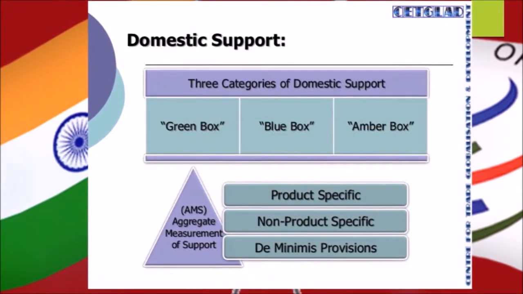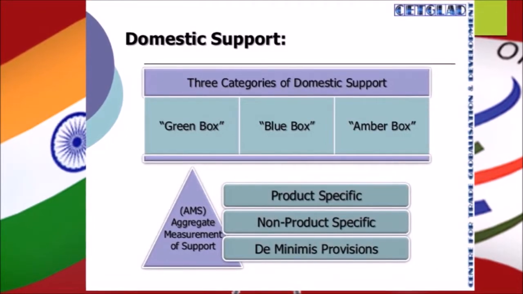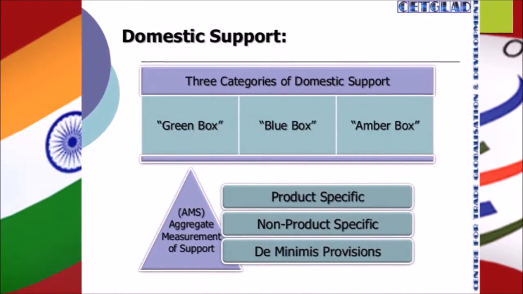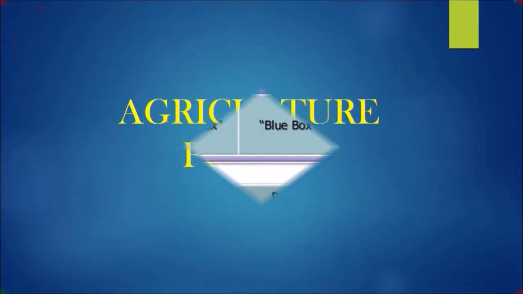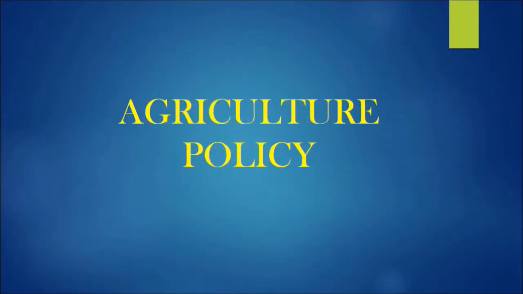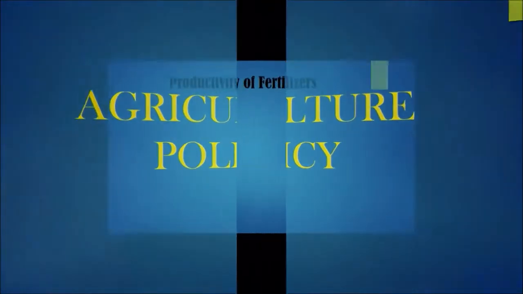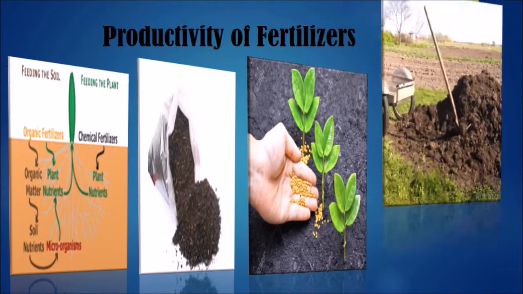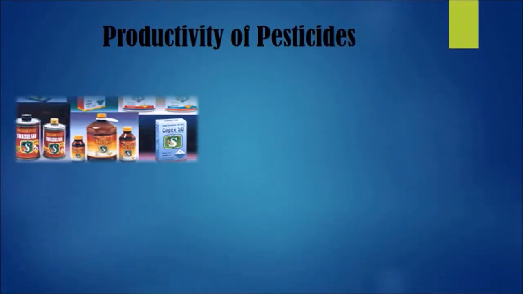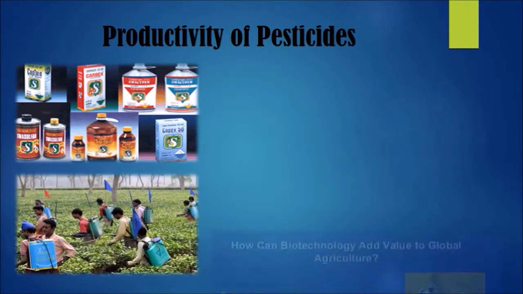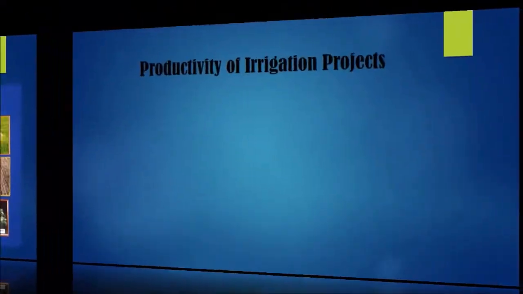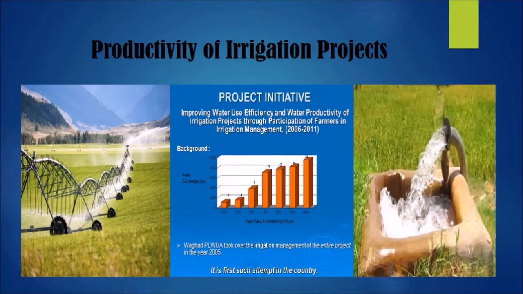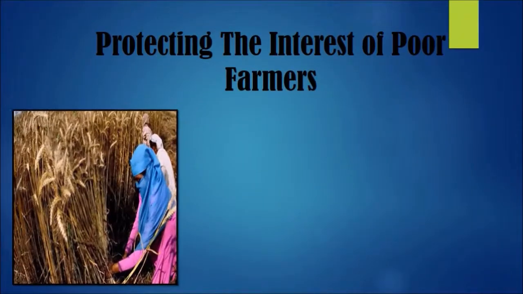Aggregate measurement of support is an indicator on which the domestic support discipline for the Uruguay Round Agreement on Agriculture is based. Agricultural policy in India is mostly designed by the government for raising agricultural production and productivity and also raising the level of income and standard of living of farmers within a definite time frame. This policy is formulated for all-round and comprehensive development of the agricultural sector.